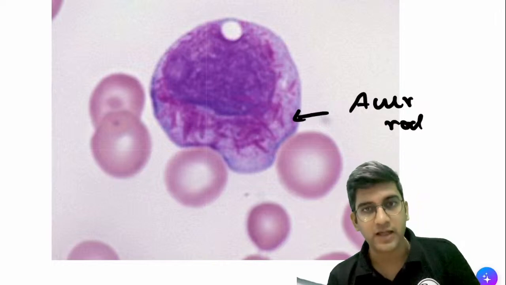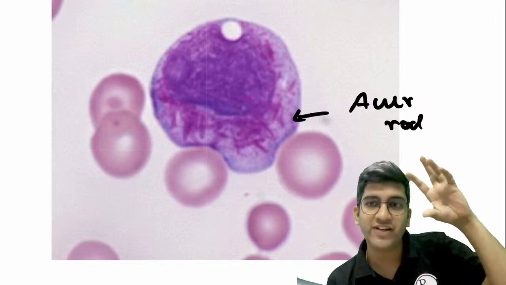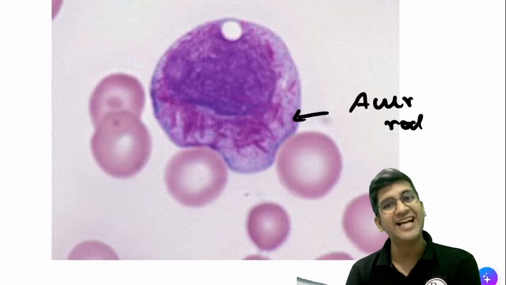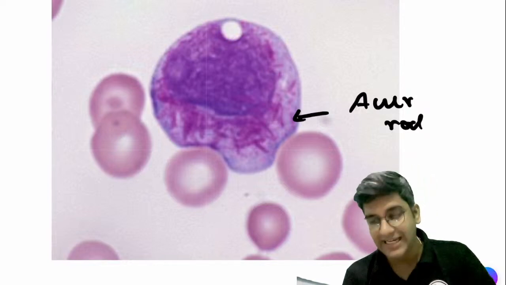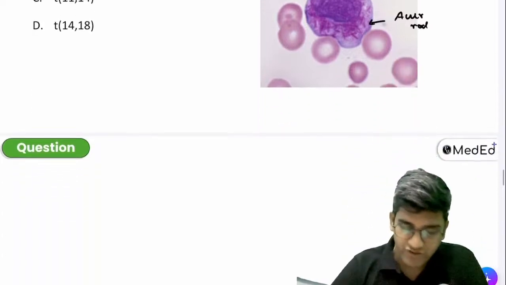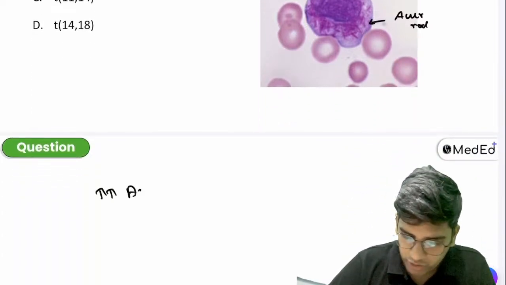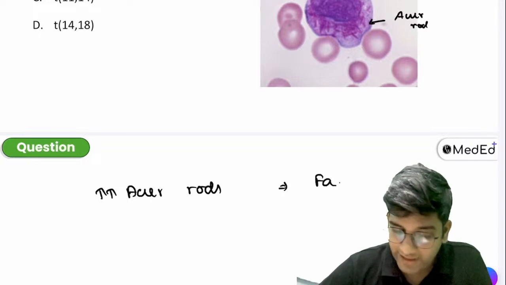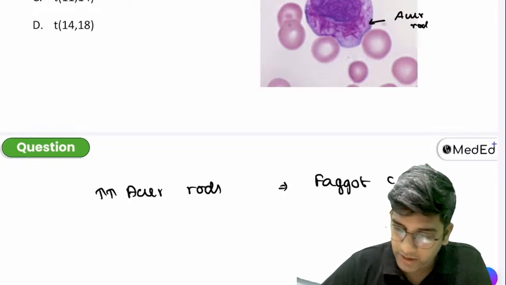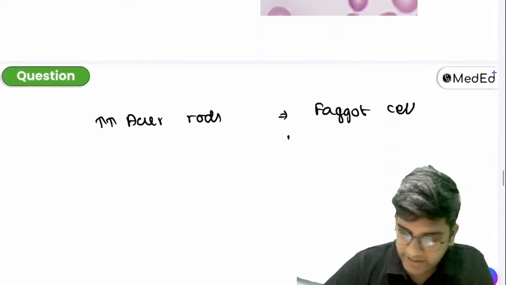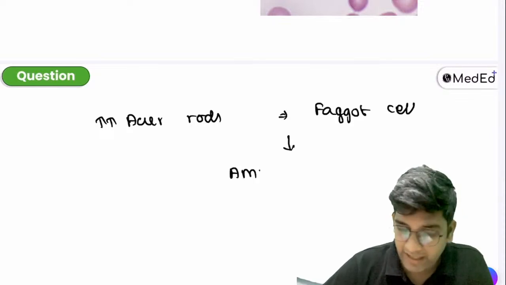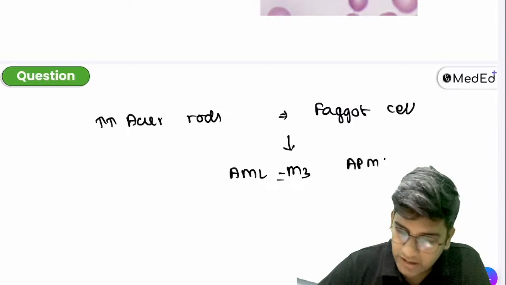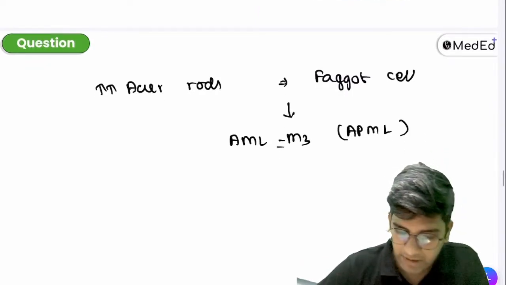myeloid leukemia. In this image, the Auer rods are very high or very less? AML is a very easy question. It's a very high number of Auer rods, right? So when you have an extremely high number of Auer rods, we call it a faggot cell. Okay, faggot cell is a classical finding in AML M3, or we use the term APML, acute promyelocytic leukemia.